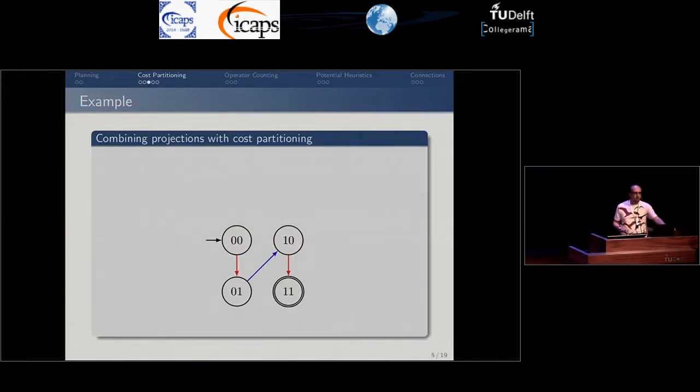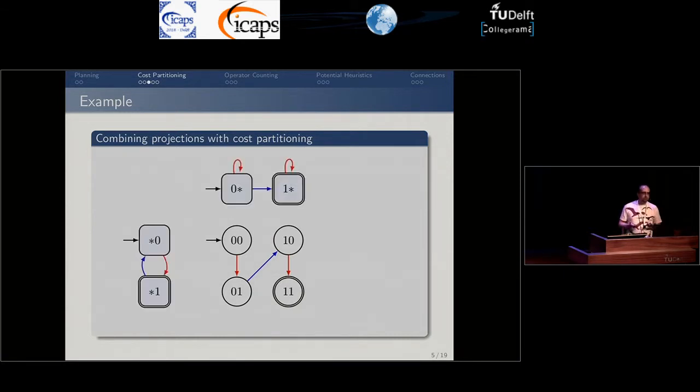This is a binary counter. It counts from 0 to 3, and there are 2 operators, the red one and the blue one. And we can get heuristics from that task by projecting it to one of the variables. On the top we project to the first variable, and on the left we project to the second variable. And as you can see in both of these abstractions, the cost to reach the goal is 1.